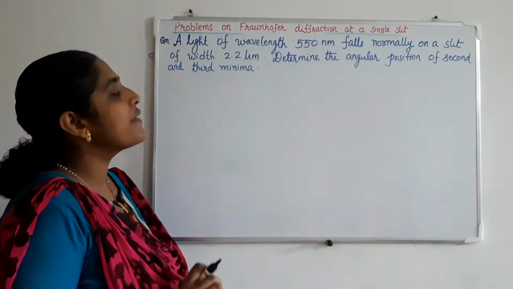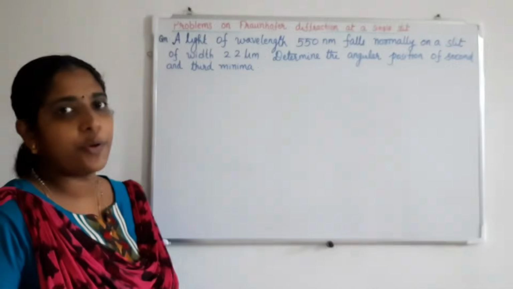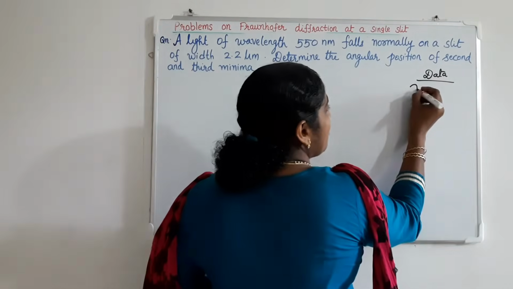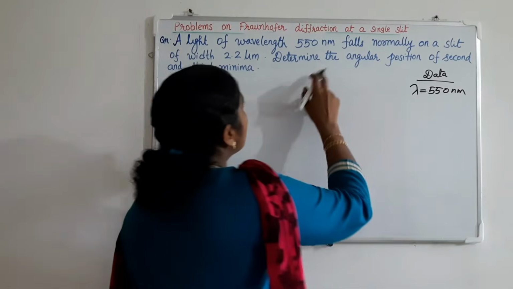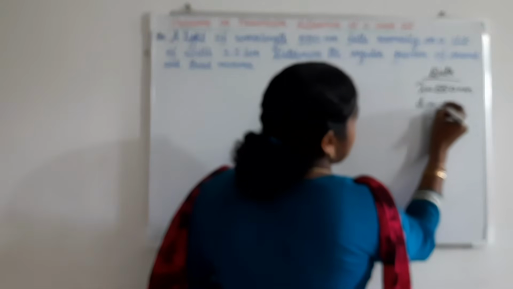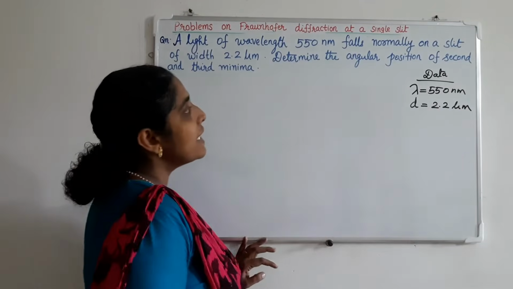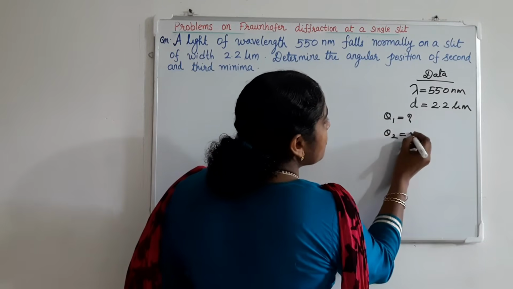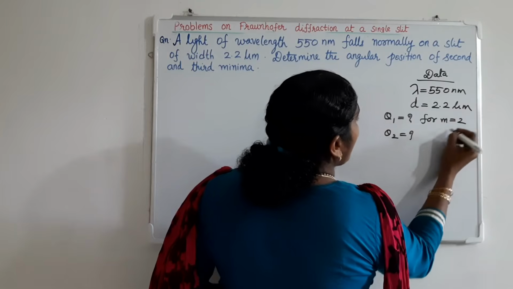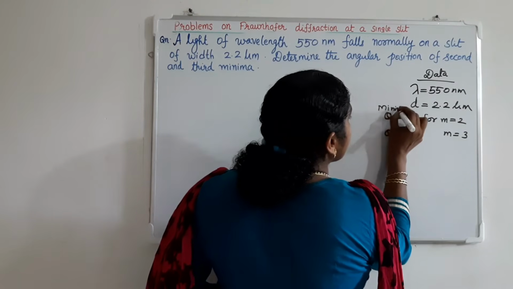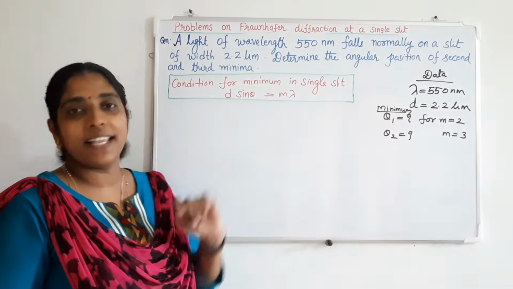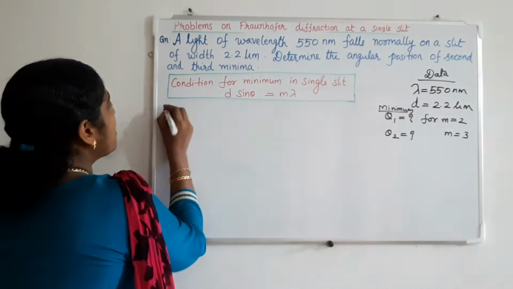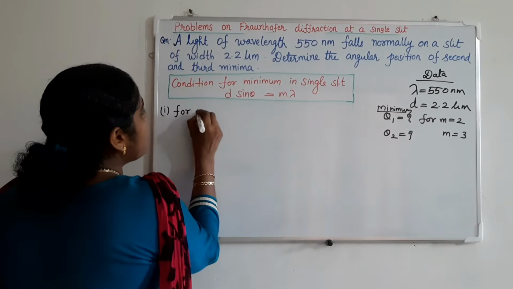Next question. A light of wavelength 550 nanometer falls normally on a slit of width 2.2 micrometer. Determine the angular position of second and third minima. Lambda is equal to 550 nanometer, and d is equal to 2.2 micrometer. So we want to find out theta for m is equal to 2 and 3. Condition for minimum in single slit diffraction experiment is d sin theta is equal to m lambda. So first we can find out the angular position for second minimum, that is for m is equal to 2.